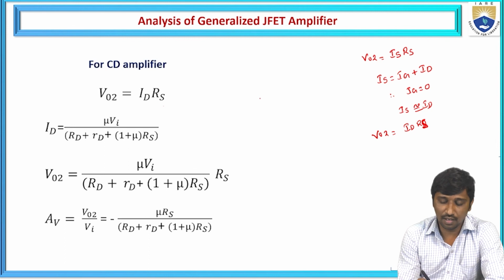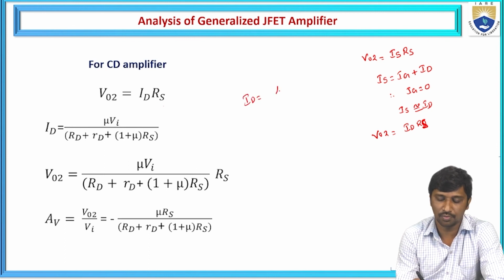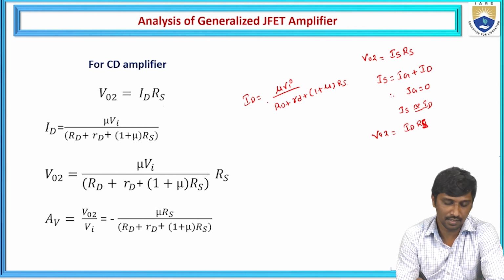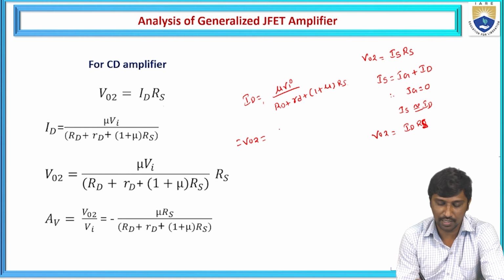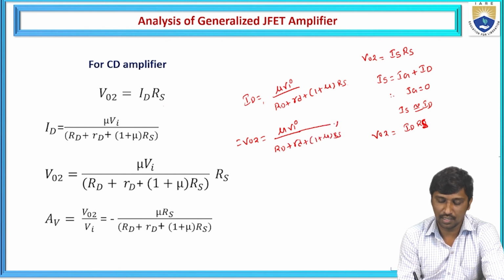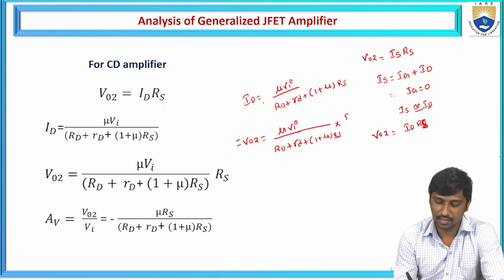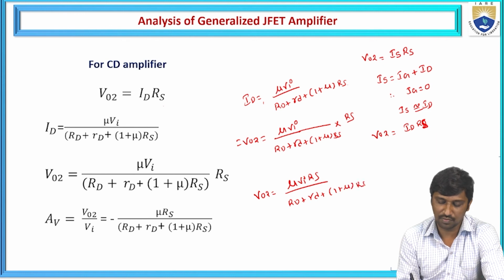Just now we observed ID is equal to mu times VI by capital RD plus small rd plus 1 plus mu times RS. Hence, I am going to substitute in VO2. So VO2 is equal to ID into RS, that is mu VI by capital RD plus small rd plus 1 plus mu times RS, into RS. Hence, VO2 is represented as mu times VI into RS by capital RD plus small rd plus 1 plus mu times RS.